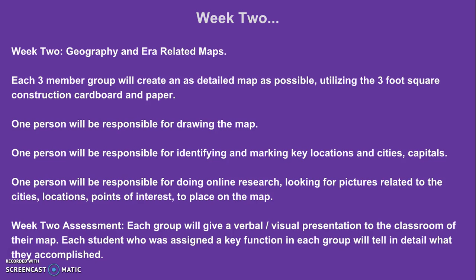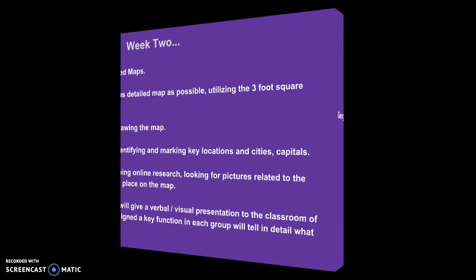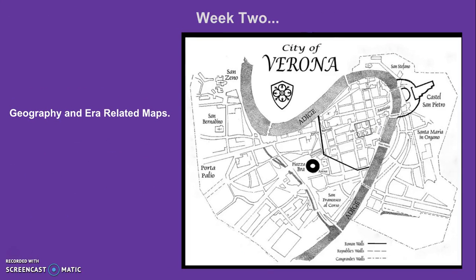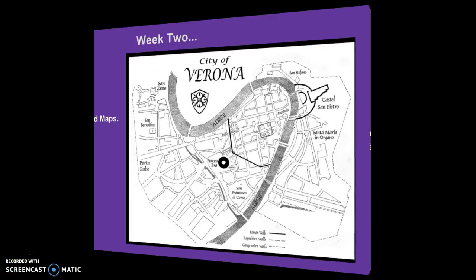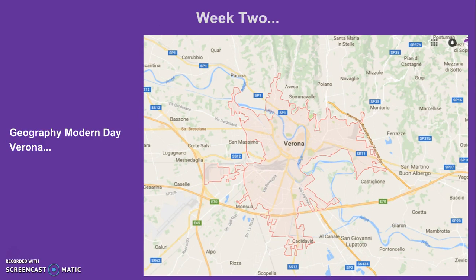To summarize week 2 and assessment, each group will give a verbal and a visual presentation to the classroom of their map. Each student who was assigned a key function in that group will tell in detail what they accomplished. Again, I give them maps. I show them exactly what they're looking at and what they're going to need to fill in. This is a modern version map off of Google.